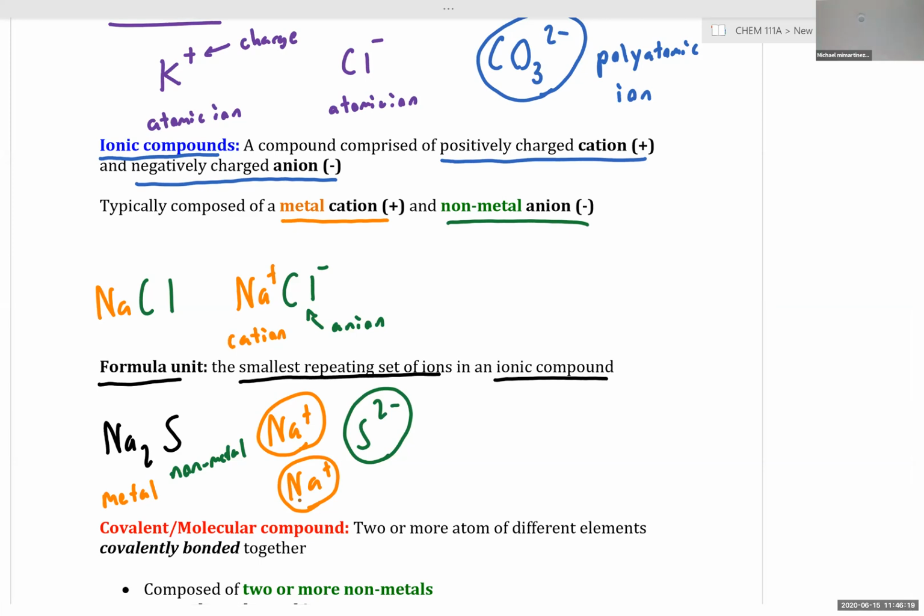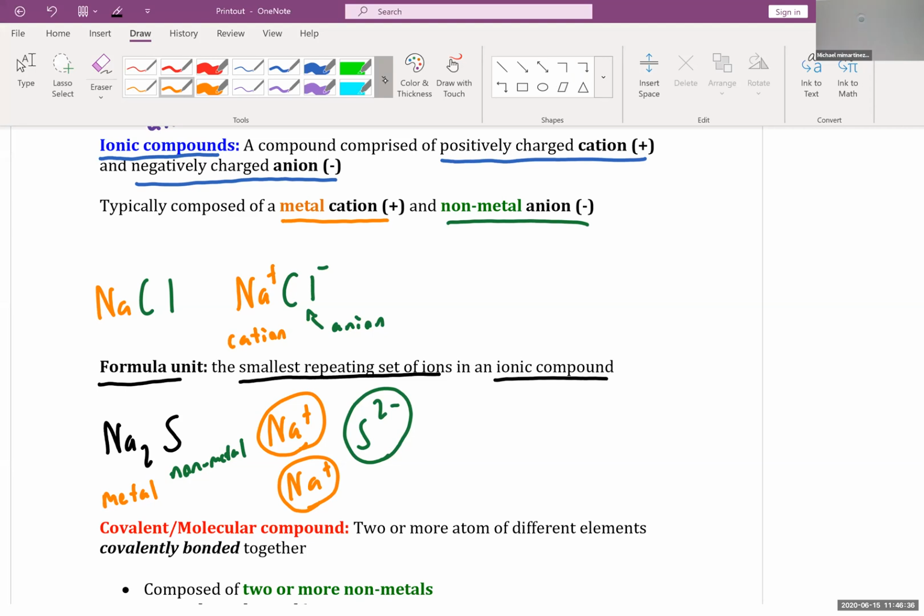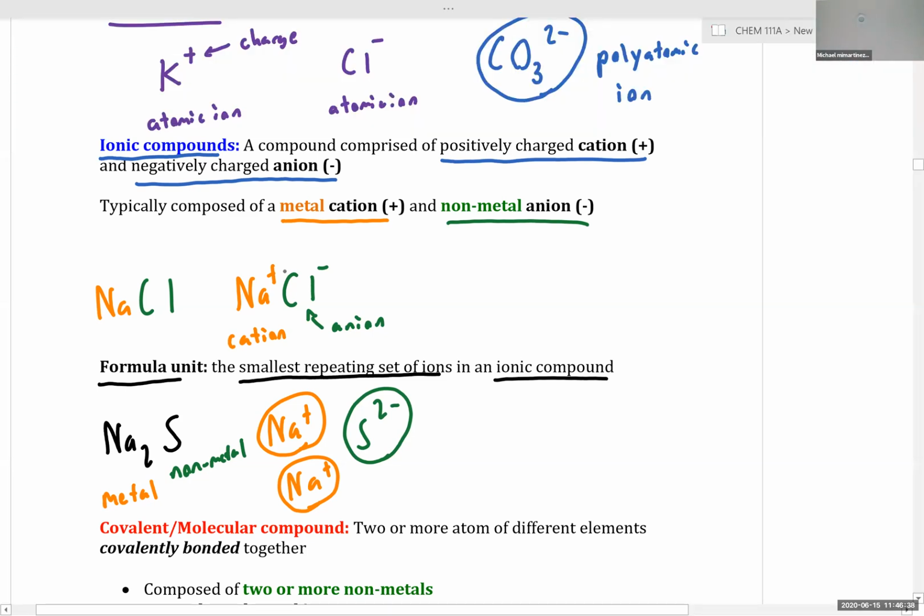Often when you're dealing with problems that reference formula units, you handle the calculation similarly to how you'd calculate the number of molecules of a compound. Okay. We'll talk more about formula units towards the end of this class, as there's a lot packed into that statement.